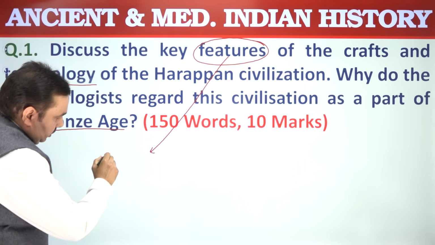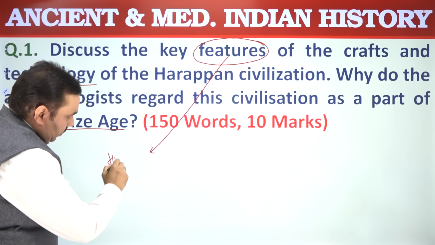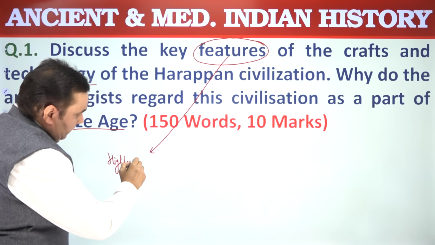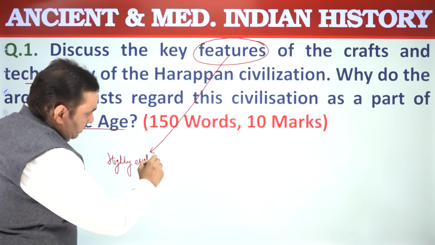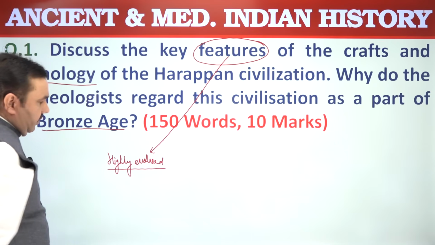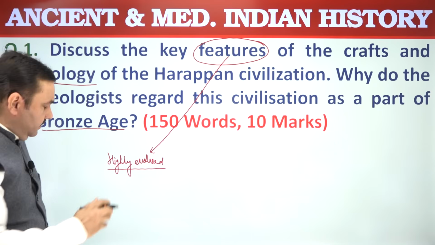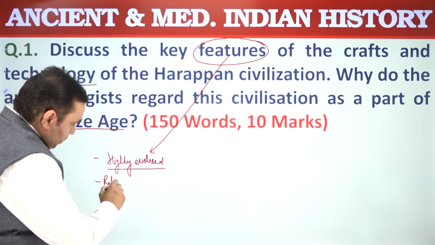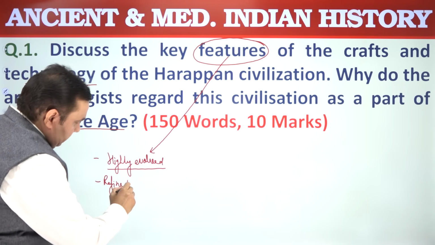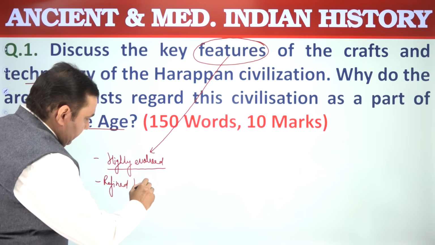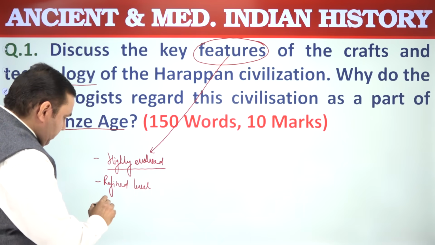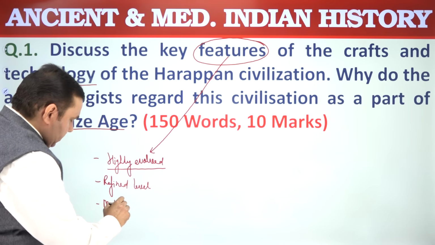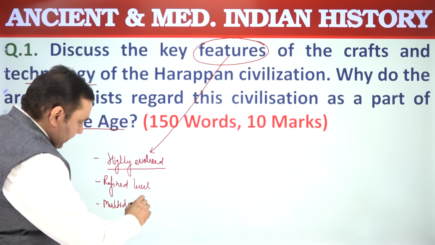Harappan craft and technology were highly evolved. Were they representing the initial phase of advancement, or were they representing an evolved form? So they were highly evolved. The Harappan craft technology was representing a refined level. They were multi-dimensional because multiple different crafts were practiced by Harappans.